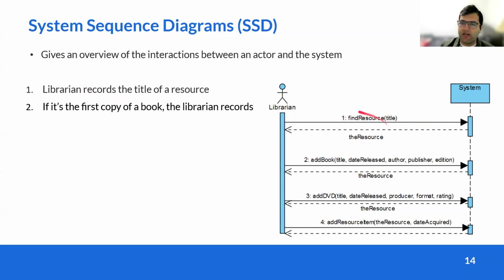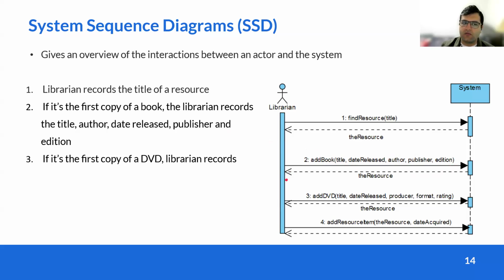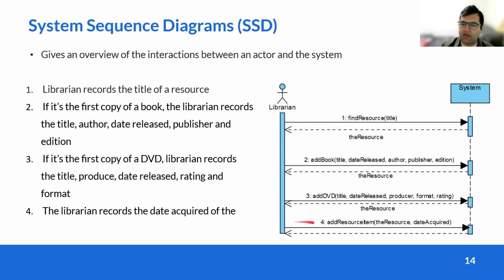they find the resource by searching up the title. The system returns the resource. If it's the first copy, they add a new resource by recording the title, date release, author, publisher, edition, and they get a confirmation message. If it's a DVD, they instead add these things and they get a confirmation message. And then they record the date acquired.